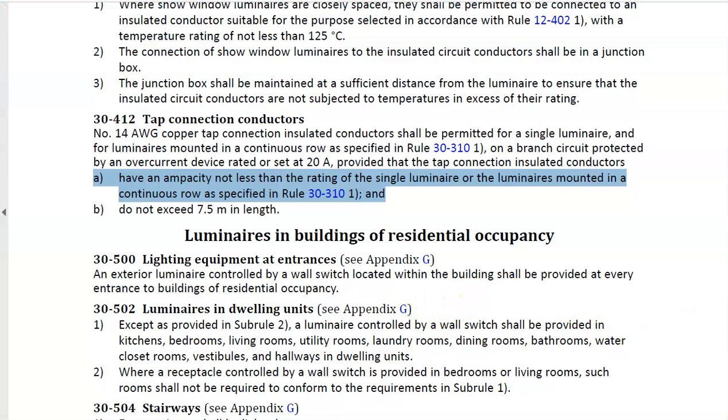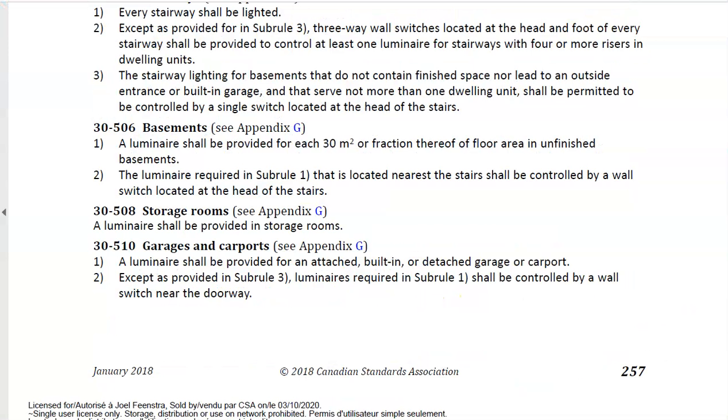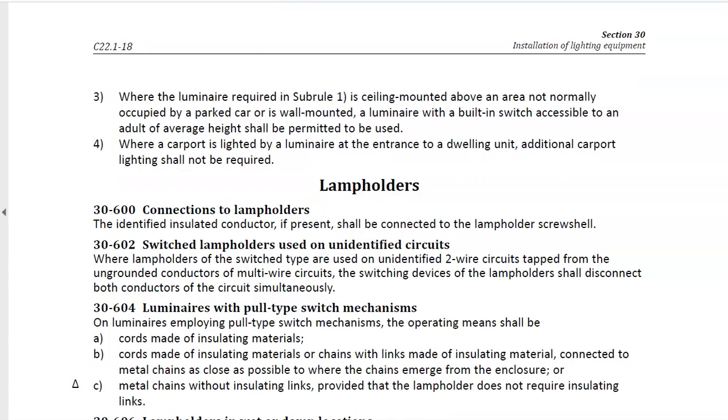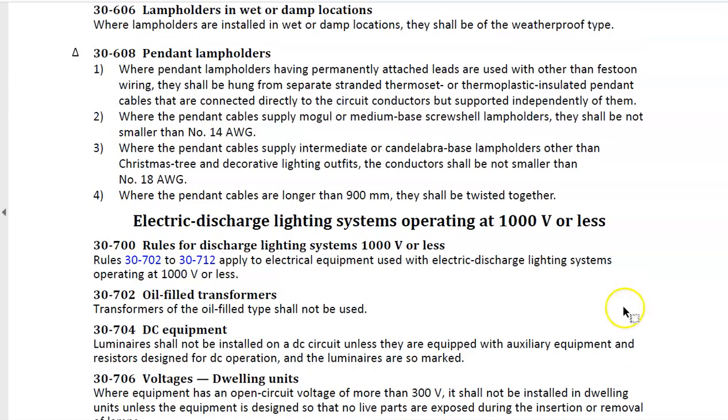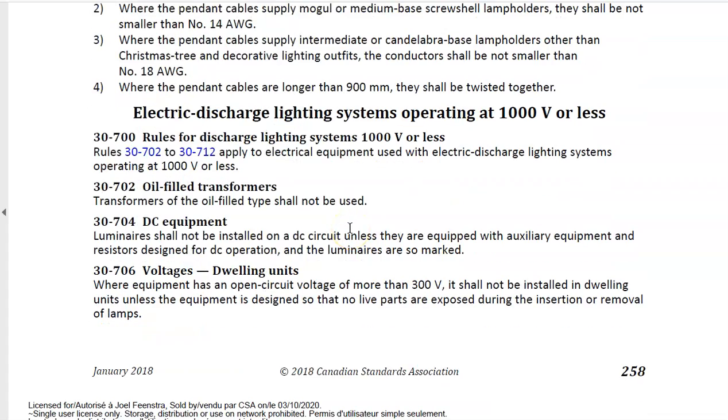Okay, let's skip the stuff about where we have to locate them. We're going to go past that one. This is going to be lamp holders. This is where we are going to take a look at electric discharge systems operating at 1,000 volts or less. We're talking about discharge lighting with fluorescence, so that's what this section is going to be. Just do discharge lighting, highlight that inside of there. We are going to be 1,000 volts or less. So we're going to skip past some of this stuff over here. We're going to move down to this one.